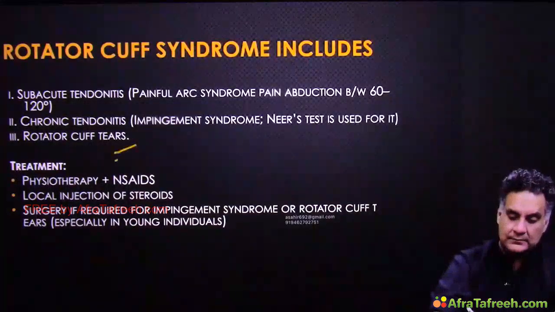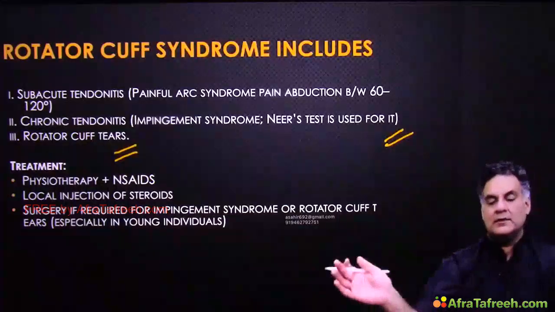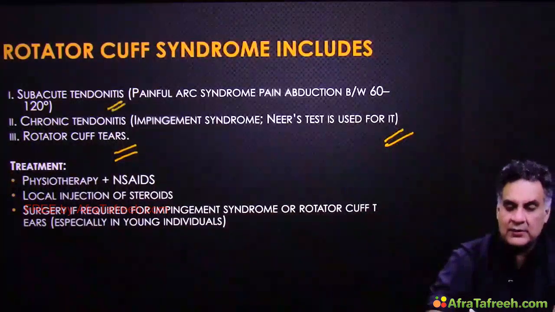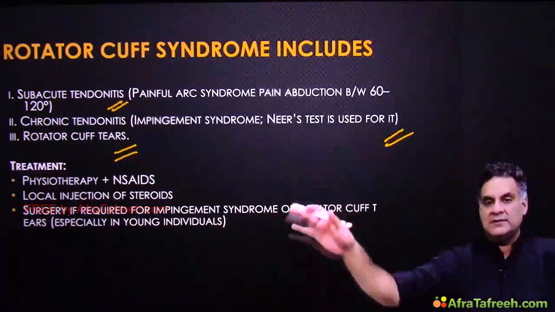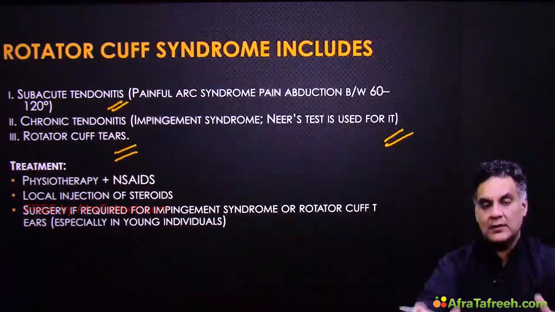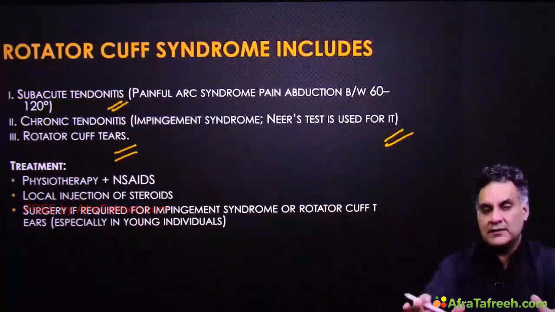The tear; chronic inflammation, not allowing the movements to occur, called impingement syndrome; or subacute inflammation where movement between 60 to 120 is limited, called painful arc syndrome. All 3 conditions are treated by plan A.